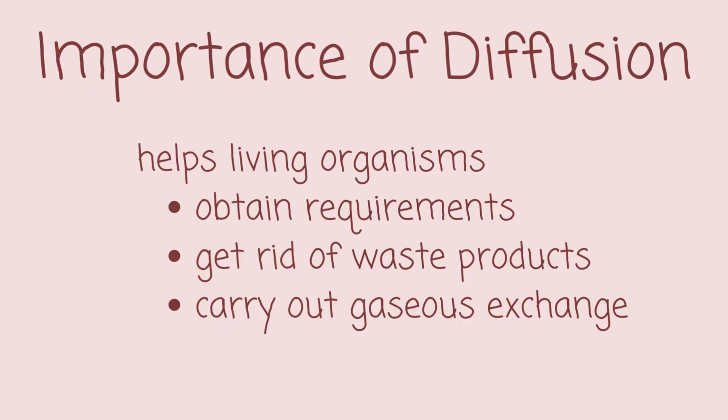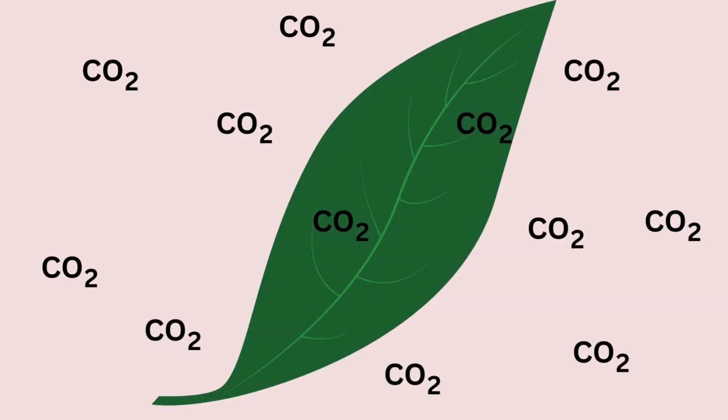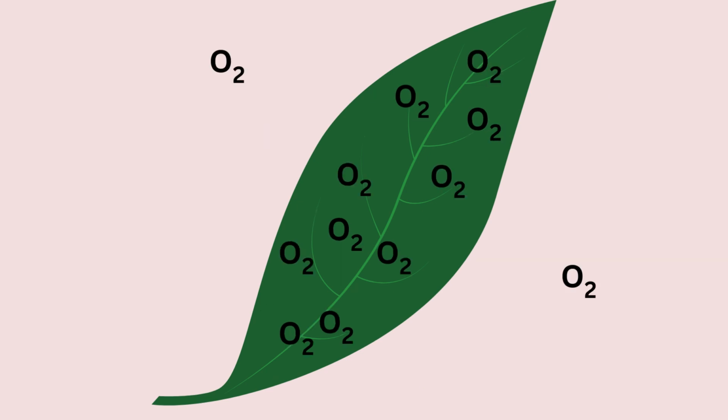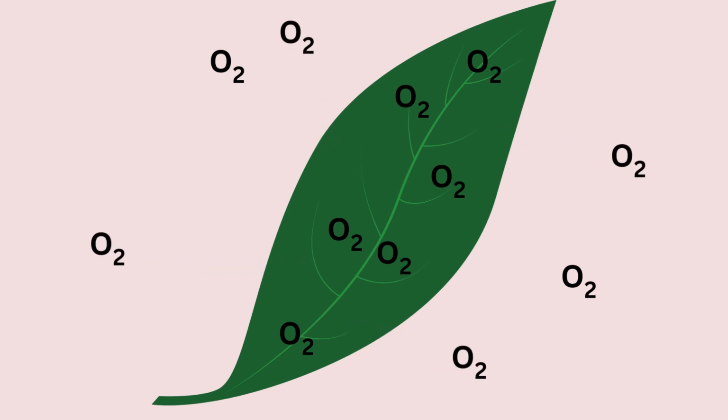Diffusion is a fundamental process in all living cells, allowing organisms to obtain many of their requirements, get rid of many of their waste products, and help them to carry out gaseous exchange. In plant cells, carbon dioxide used for photosynthesis diffuses from the air, where there is a higher concentration of carbon dioxide, into the leaves, where there is a lower concentration, through the pores on the surface of the leaves called stomata. Oxygen, which is a byproduct of photosynthesis, diffuses out of the leaf in the same way.